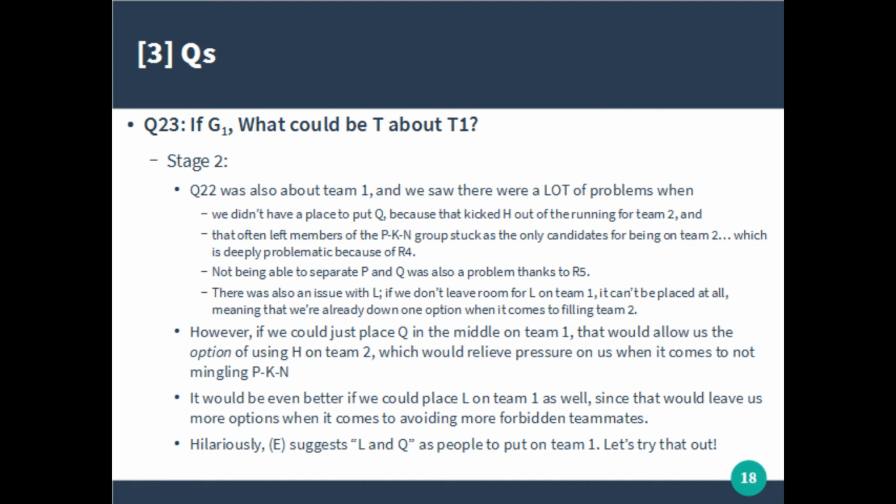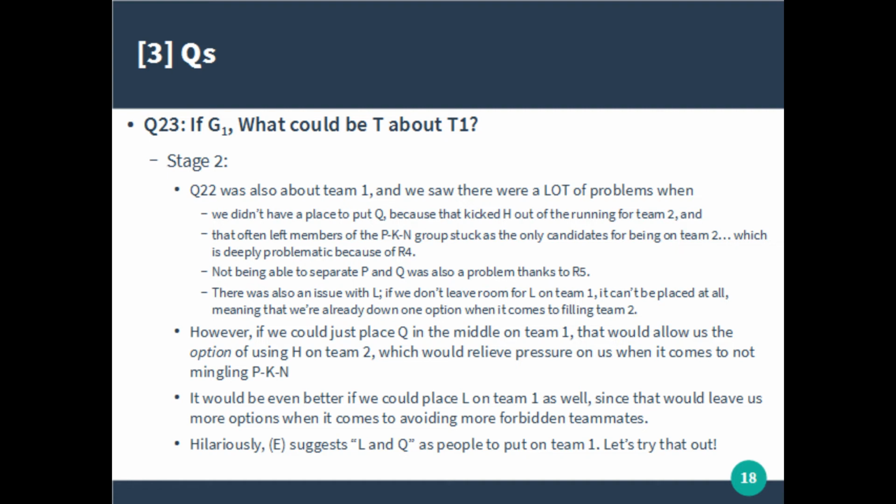Question 22 was also about team 1, and as we saw in question 22, there were a lot of problems when we didn't have a place to put Q properly. If we didn't have a place to put Q on team 1's middle slot, that kicked H out of the running for team 2. The consequence of not having H available was that we were often left with members of that P, K, N group stuck as the only candidates for being on team 2. That's problematic because of rule 4, which tells us that those entities can't really play nice with each other. Furthermore, that was compounded by not being able to separate P and Q sometimes, thanks to rule number 5.